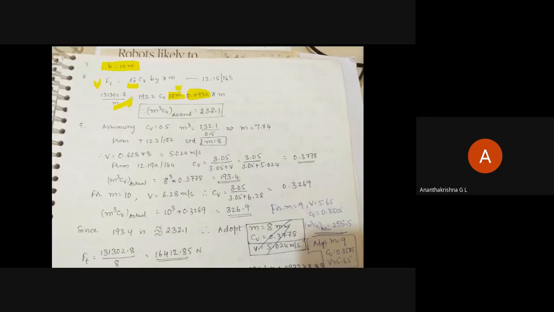Now cross multiply this M, M into M into M, so that will become M cube CV. So M cube CV desired, bring the 193.2 by 0.932 pi and 10 to the left hand side. You will get M cube CV desired equal to 232.1. Please take this much and let me know whether there is variation in M cube CV desired.